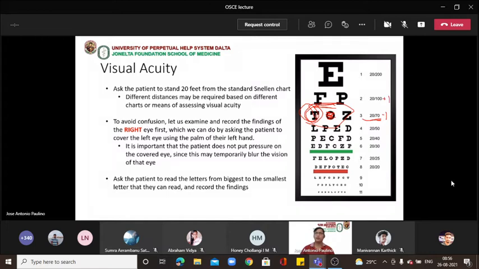Okay? It will only be a problem if the letters are in an even number because there would be a possibility of 50-50. So if the patient can read the letters L and P, instead of saying 20 over 70 plus 2, the more correct answer is 20 over 50 minus 2. So get the higher score. Instead of 20 over 70 plus 2, which is incorrect, the correct answer should be 20 over 50 minus 2. Okay, does anybody have any questions regarding that?